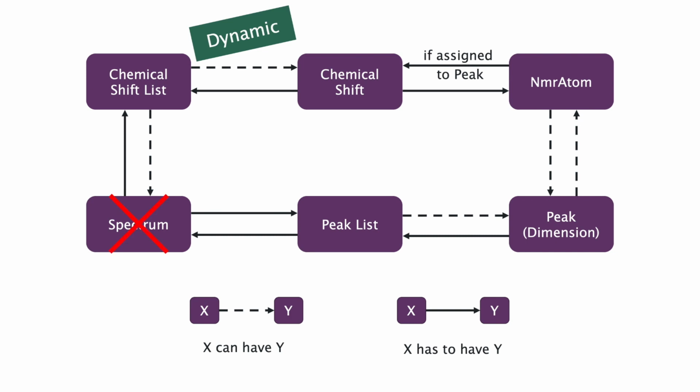If I delete a spectrum from my project, then that automatically deletes all the peak lists belonging to it and all the peaks in those peak lists. Again, assignment links are broken, and I might end up with orphaned chemical shifts. Though of course there could still be other spectra associated with that chemical shift list, which then contribute to those chemical shifts.